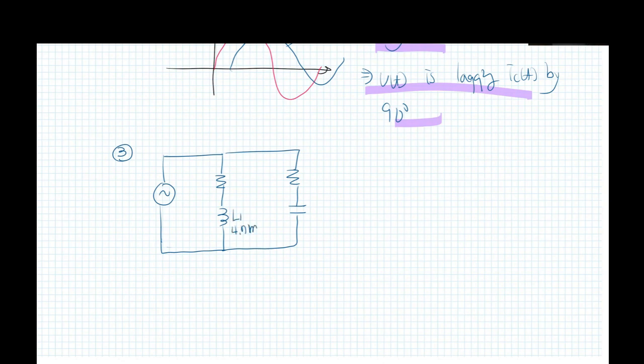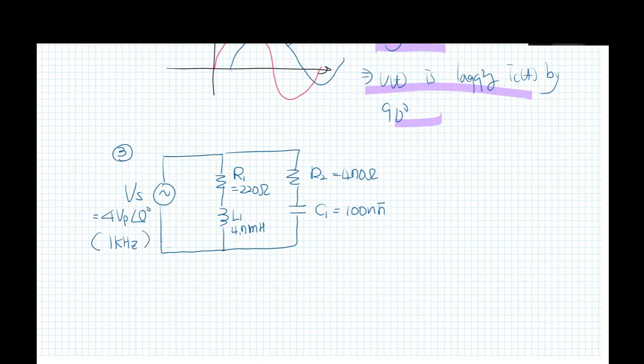L is 4.7 millihenry. R sub 1 is 220 ohm, and R sub 2 is 470 ohm. C sub 1 is 100 nanofarad. And V sub S, the source voltage, is 4 volts peak, with 0 phase. The frequency is 1 kilohertz.